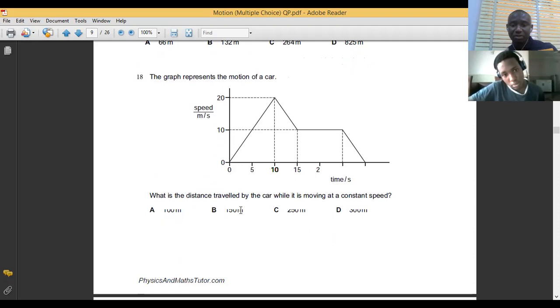Number 18. A graph represents the motion of a car. What is the distance traveled by the car while it is moving at a constant speed? 100, A. Yes, correct.